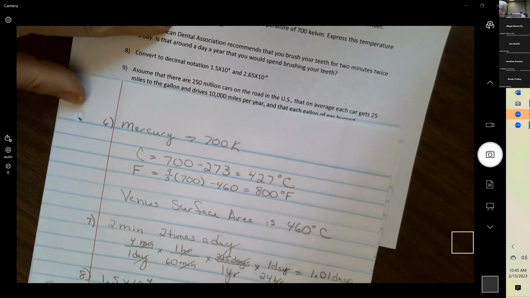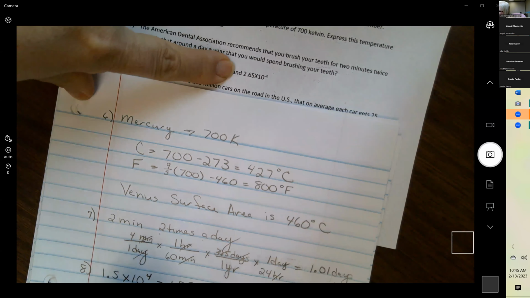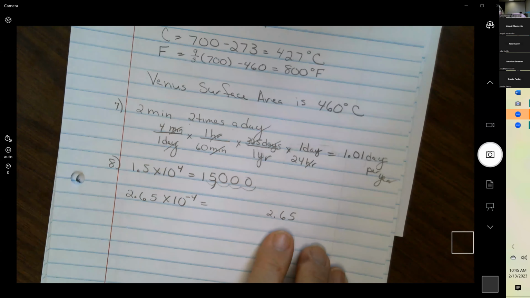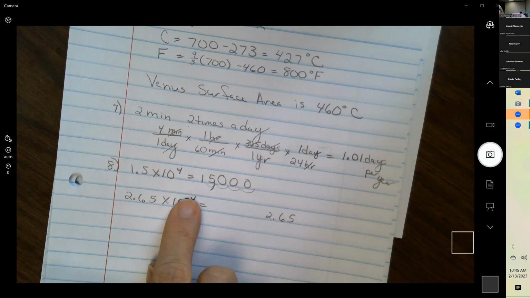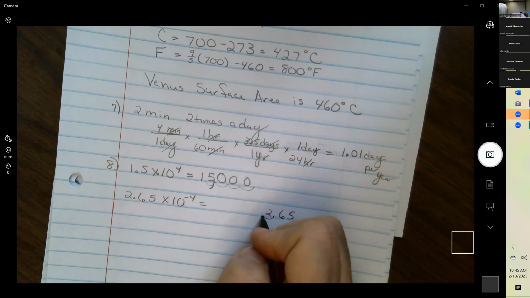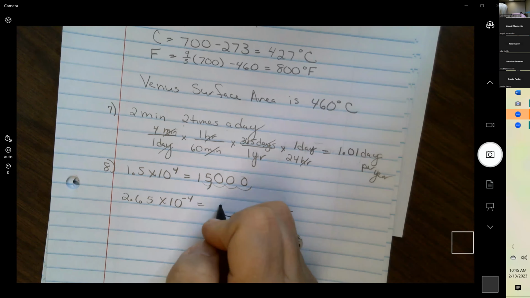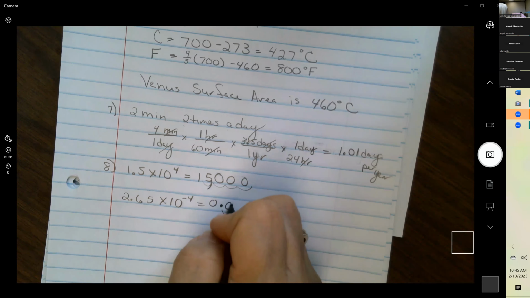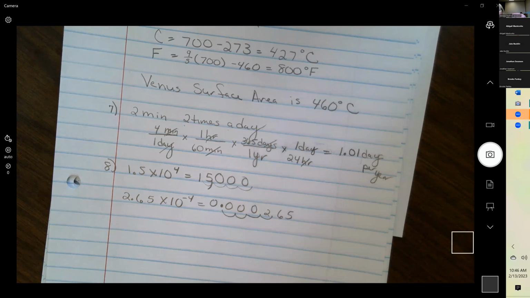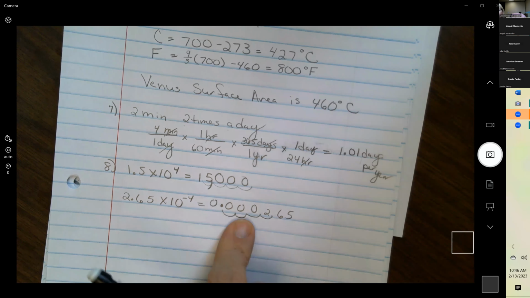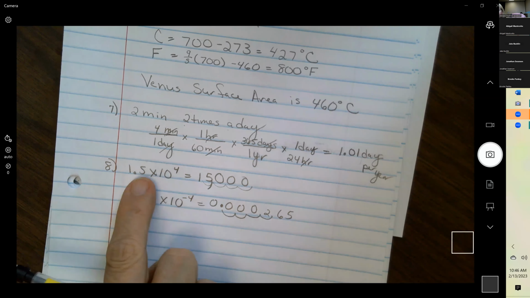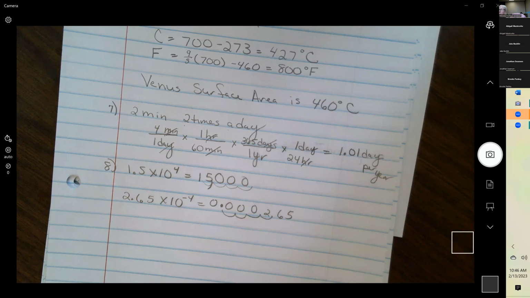The other value, 2.65 times 10 to the negative 4. This number needs to get smaller because it's a negative. You're going to take away units. 1, 2, 3, 4. So the negative exponent makes it smaller. Positive exponent makes the number larger. Any questions on that?